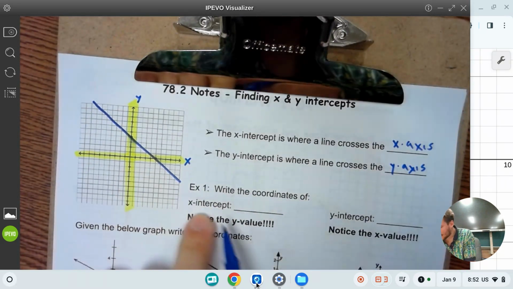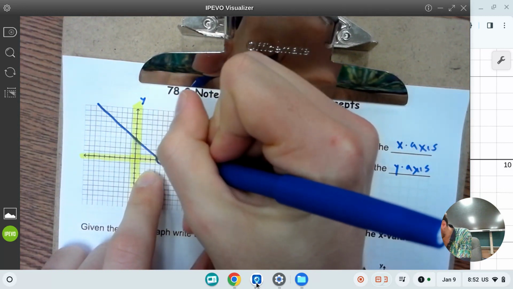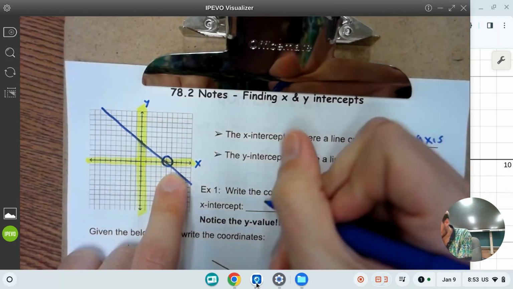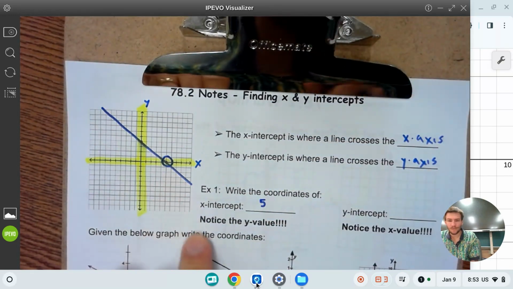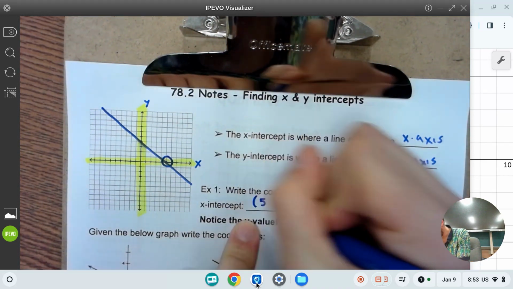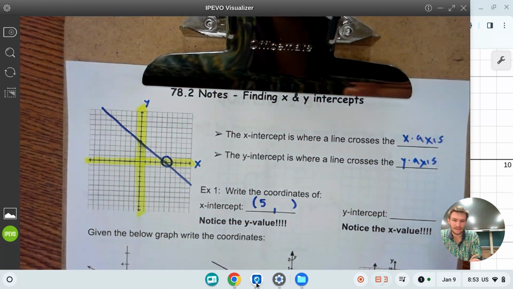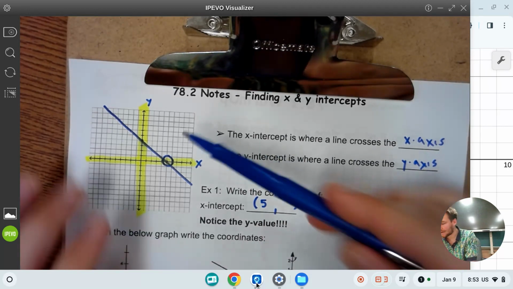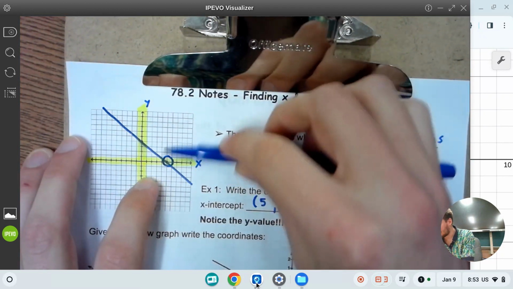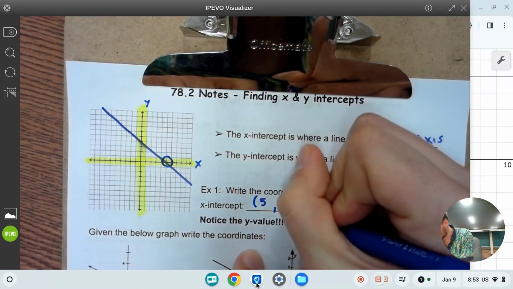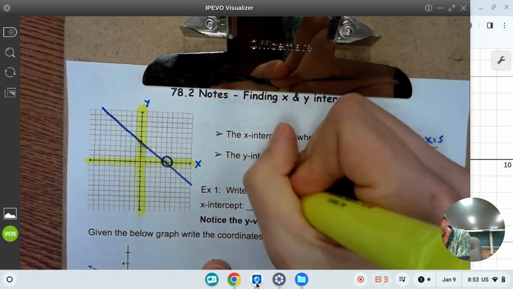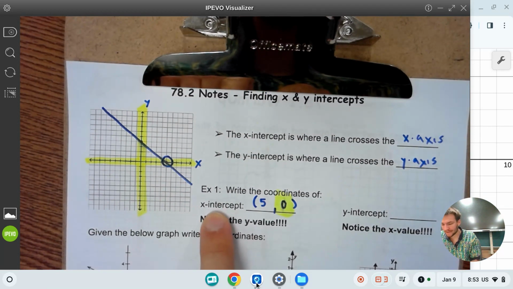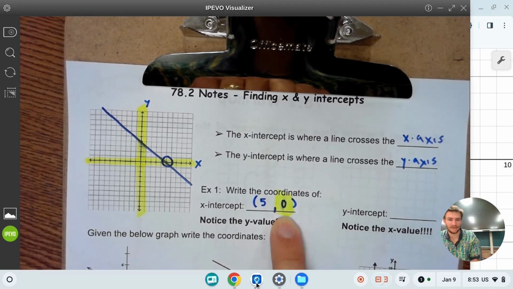And so if we look here at the x-intercept, which is in this position, that's 1, 2, 3, 4, 5. But we want to write the coordinate, which means we want to put it in this format. The x value is 5, but what is the y value? How much have you gone up and down? When we get over here, we've gone up and down 0. Now it says pretty clearly, notice the y value, okay? On an x-intercept, the y value is going to be 0.